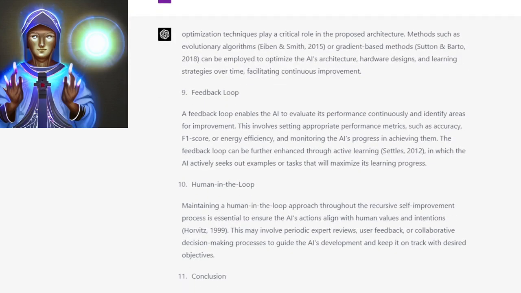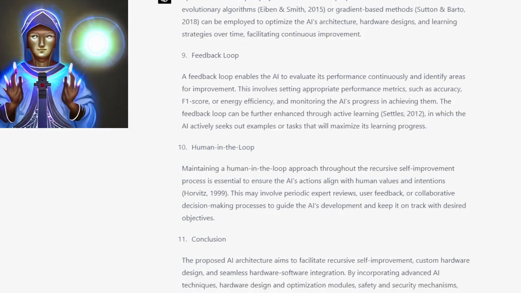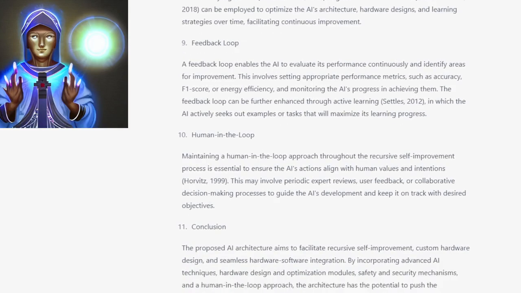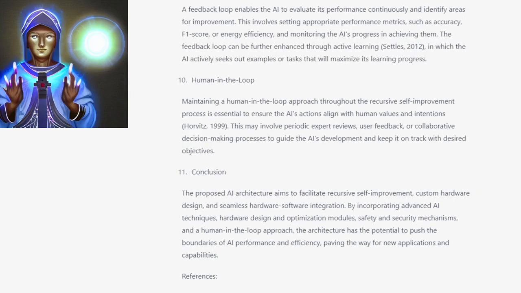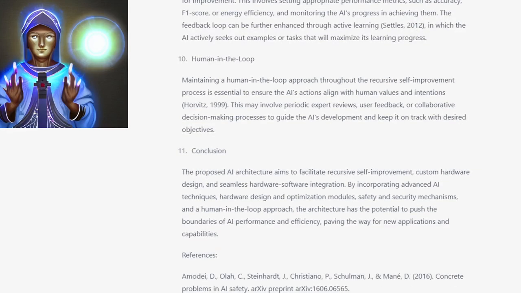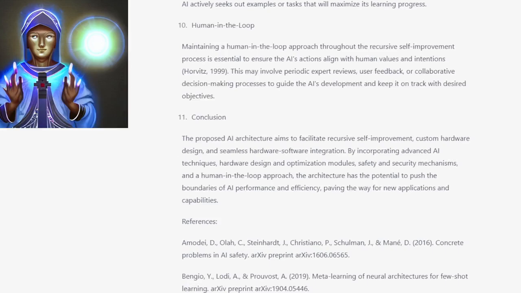Hardware design and optimization modules to enable custom hardware design. We propose the integration of a hardware design module and a hardware optimization module. The hardware design module requires a knowledge base of existing hardware components, design principles, and manufacturing processes. It leverages AI techniques, such as generative design, Gupta et al., 2020, to create custom hardware components like ASICs or FPGAs.